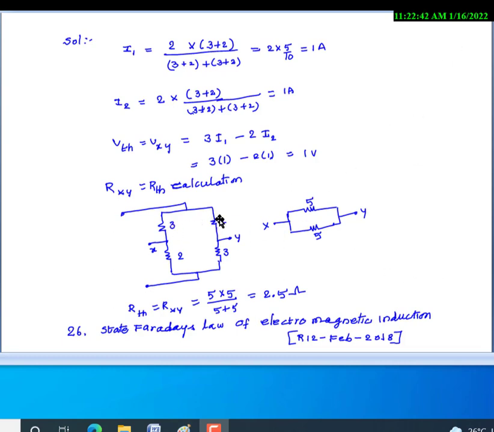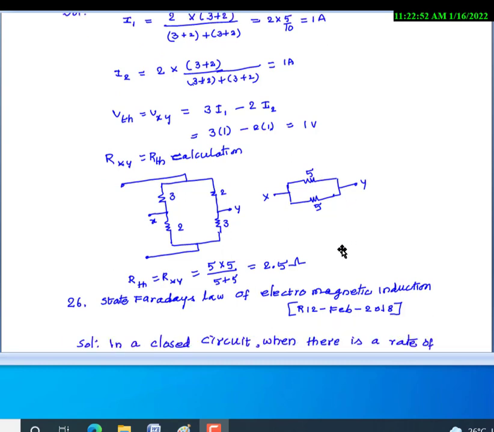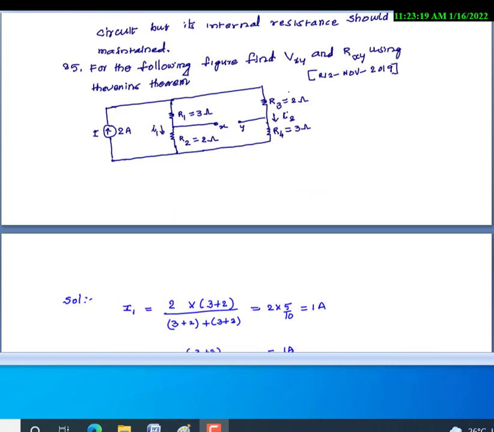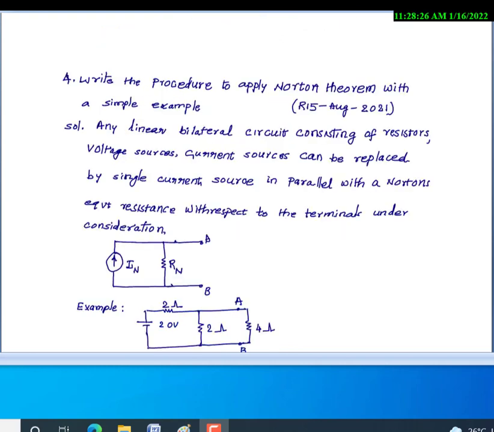This is 3 ohms, this is 2 ohms, so here this will be 5. Similarly here 2 plus 3, so it is 5. So 5 ohms and 5 ohms are in parallel with each other. Then the resultant resistance between X and Y, which we call R Thevenin, is nothing but 5 in parallel with 5, which means 2.5 ohms. So for the given problem, we found out both the V Thevenin and the R Thevenin.